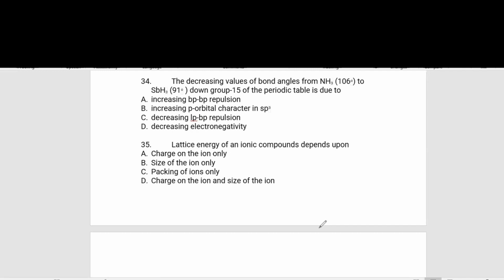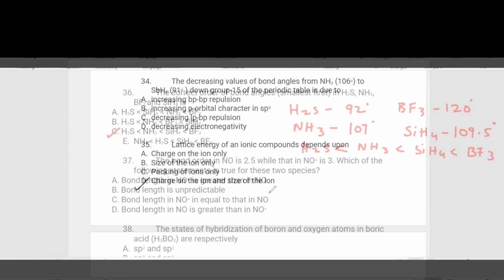Next question, lattice energy of an ionic compound depends on. The options are charge on the ion only, size of the ion only, packing of ions only, and charge on the ion and size of the ion. We know that lattice energy of ionic compounds depends on charge on the ion and size of the ion, because the distance between them is governed by the size. So on both these two factors, the lattice energy of the ionic compounds will depend. So the correct answer is charge on the ion and size of the ion, option D.